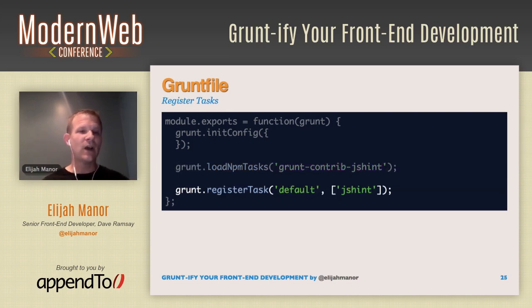And at the very end, you actually register different tasks. And so in this case, we want a default task. So if I type grunt on the command line, I need to define what that's going to do. So in this case, if someone just says grunt, it will run JSHint. And this is an array, so I could have multiple things that it should do. And I could have multiple registerTasks, but this is pretty much the plainest Jane version.